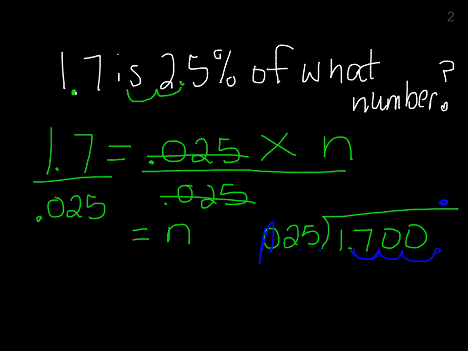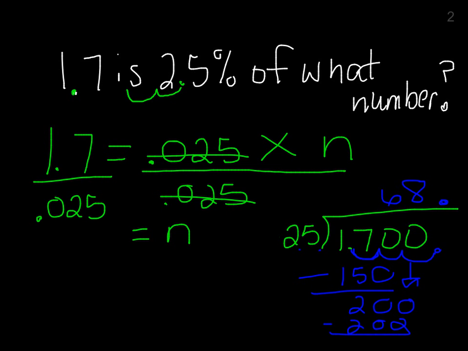I can even erase that 0. There we go. 25 doesn't go into 17, but it goes into 170 6 times, which is 150. Subtracting, I get 20, dropping down my 0. 25 goes into 200 8 times. So I'm going to write that down, and I have 68 as my answer. So 1.7 is 2.5% of 68.